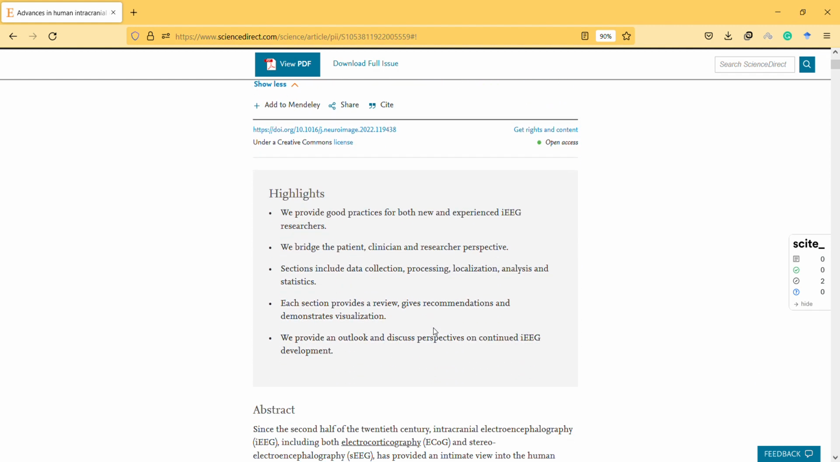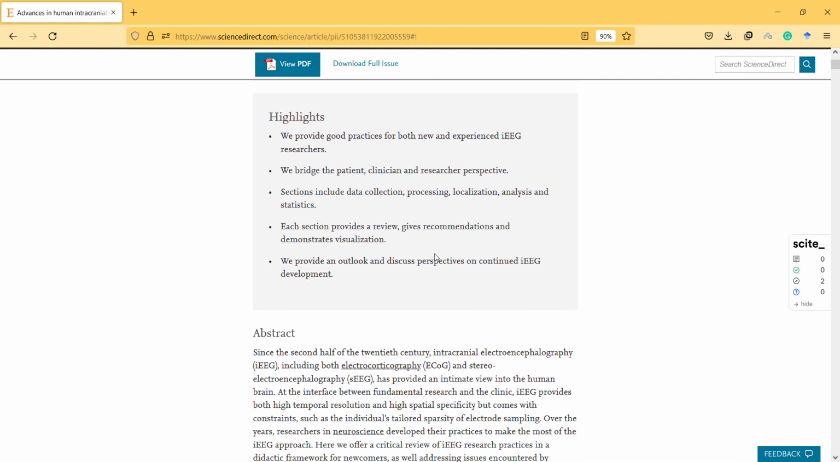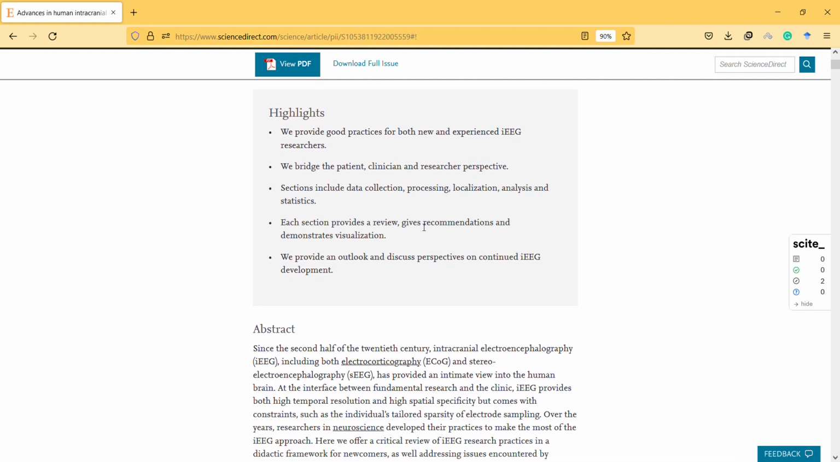We provide good practices for both new and experienced EEG researchers. We bridge the patient, clinician, and researcher perspective. Sections include data collection, processing, localization, analysis, and statistics. Each section provides a review, gives recommendations, and demonstrates visualization. We provide an outlook and discuss perspectives on continued EEG development.